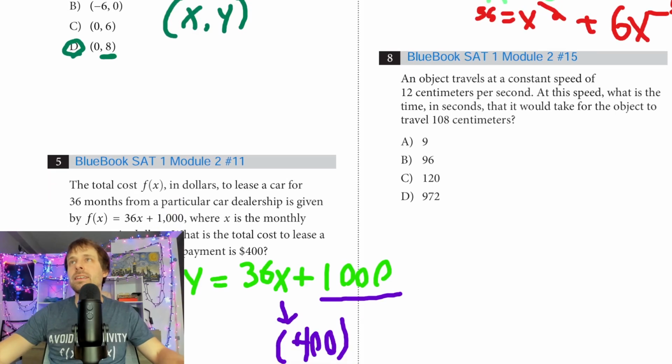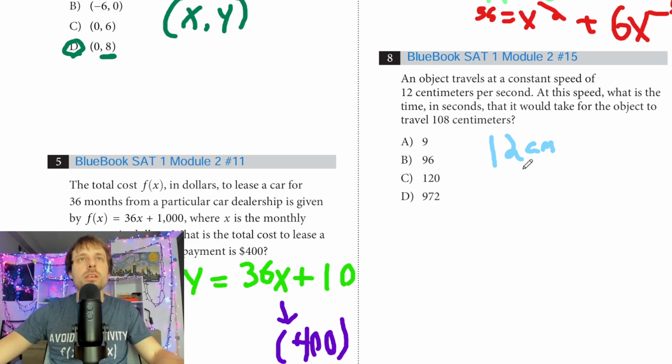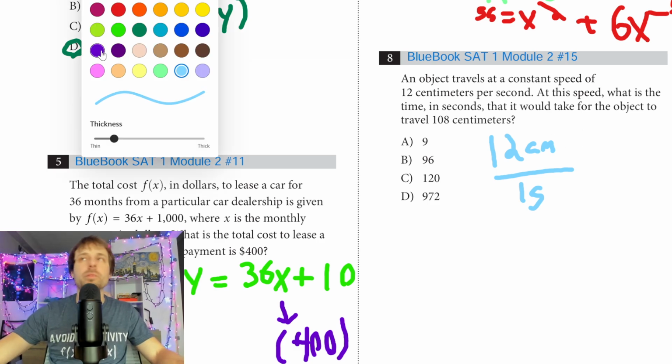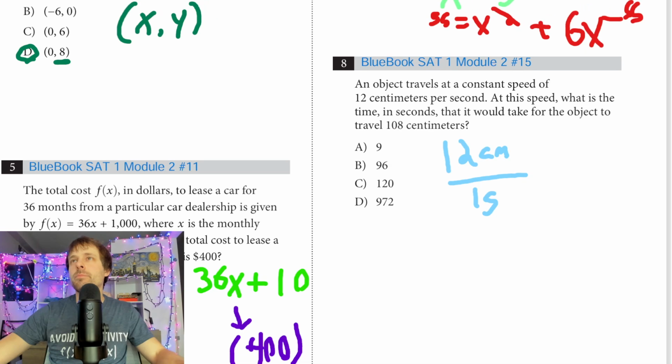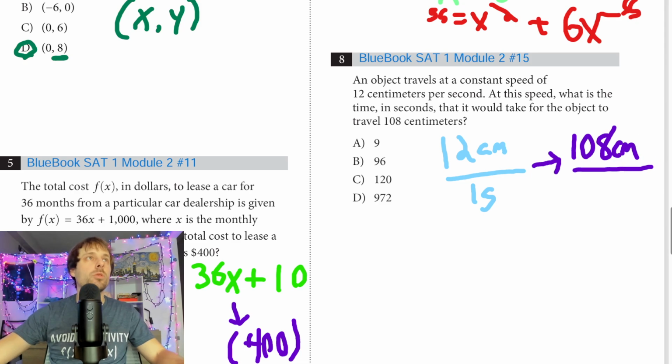And number 8 here. Let's see what they want. So number 8, an object travels at a constant speed of 12 centimeters per second. Even though this is an easier problem, I want to get in the habit of writing down my units and my rates. What is the time that it will take for an object to travel 108? So again, I always want to be organized. If this is going to 108 centimeters, I want to make sure to match my format. I have a nice big question mark down here. I don't know how long it's going to take, but what fits in here?